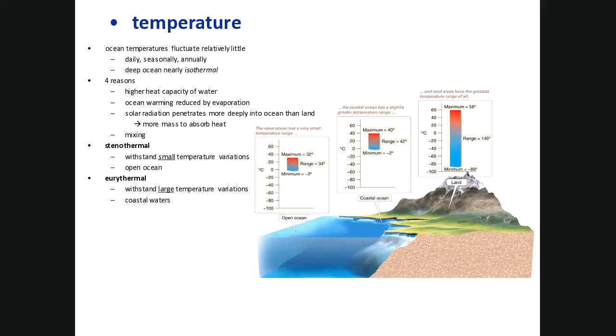So we say that the deep ocean, way out there where there's not a lot of organisms, is what we call isothermal. Iso is a cool little root word to try and remember, because you see it a lot.